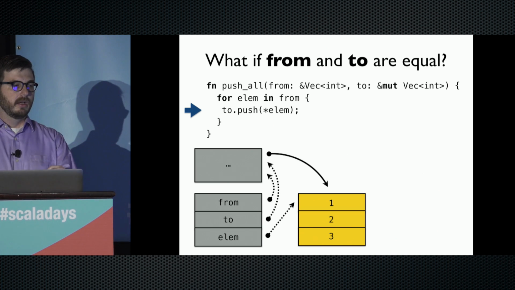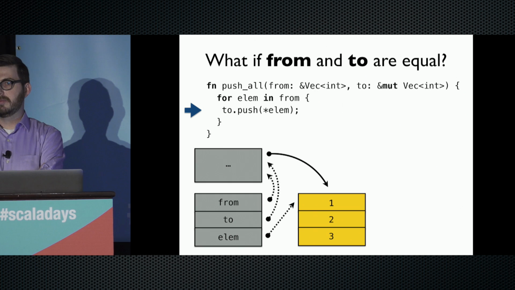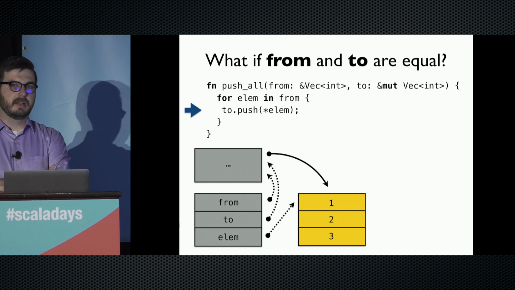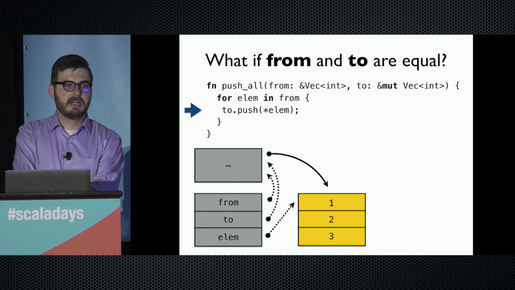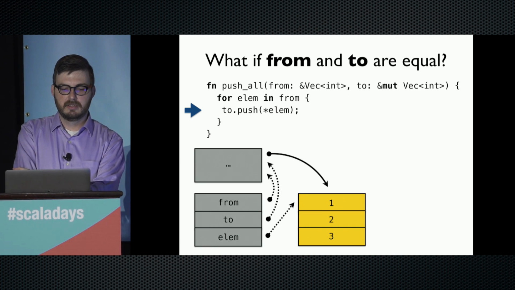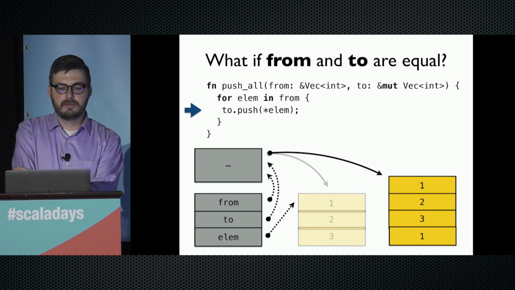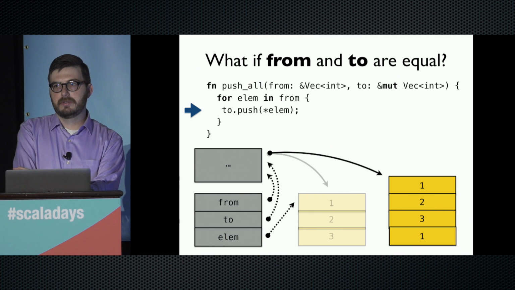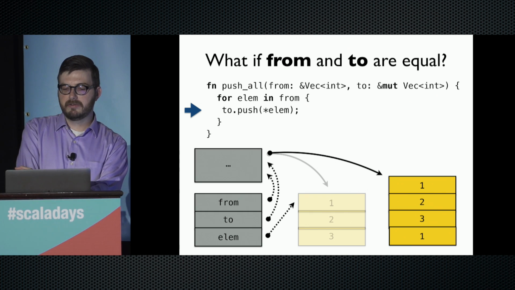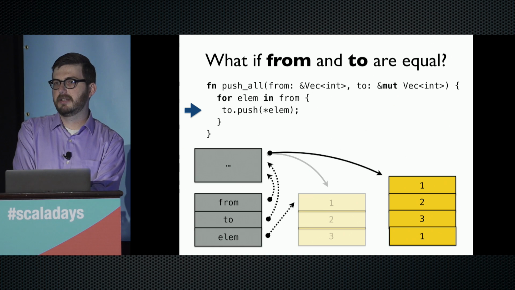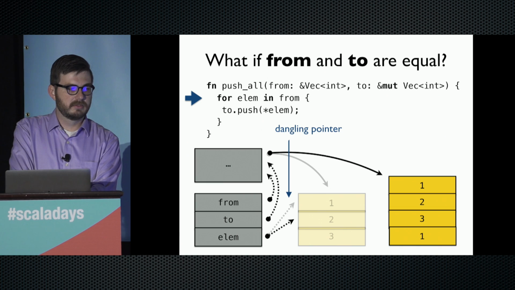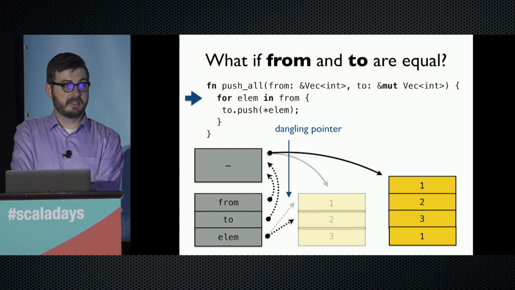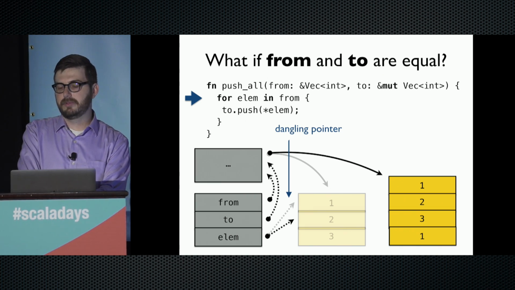Okay. Question, what if the two vectors are the same? Well, in this case, if we were already at capacity, the first time that we try to push an element to the vector, we're going to copy the buffer over and invalidate the earlier buffer, which seems like the same kind of problem we had at the beginning with C++, right? We get a dangling pointer. So that seems bad. How does Rust rule that out?